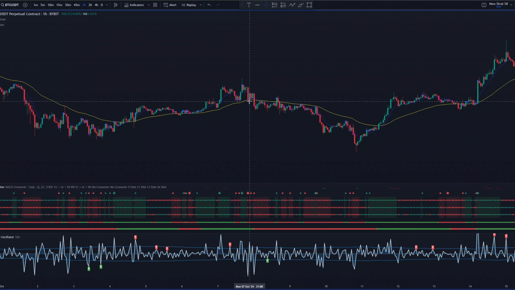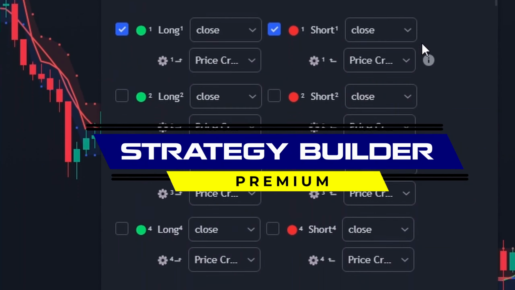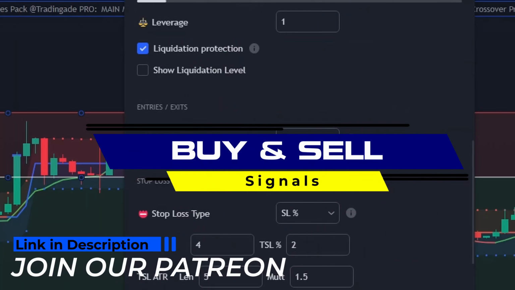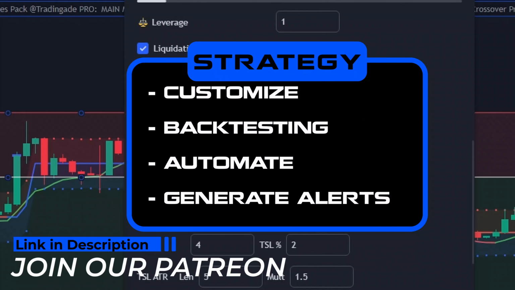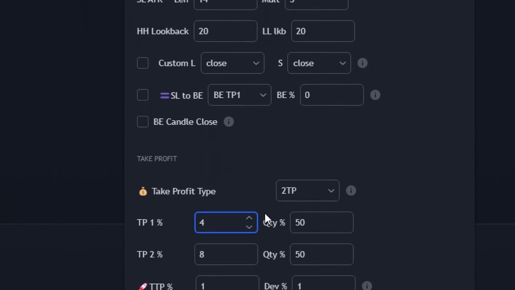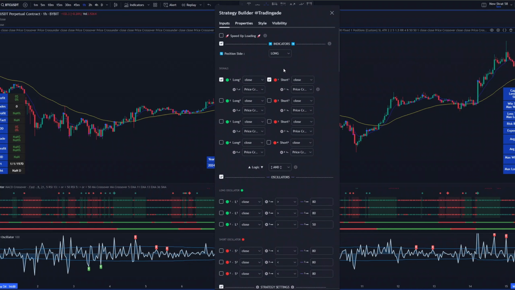Now it's time to convert this trading idea into a real strategy using our strategy builder, a powerful tool that allows us to combine any indicator available on TradingView to generate buy and sell signals. We can backtest, automate strategies, set up alerts, and do all this cool stuff with just 2 clicks. Let's start by configuring our main entry signals. Today we will only configure long positions, because Trading Lab talked about long positions, but we can configure short positions or both at the same time whenever we want.